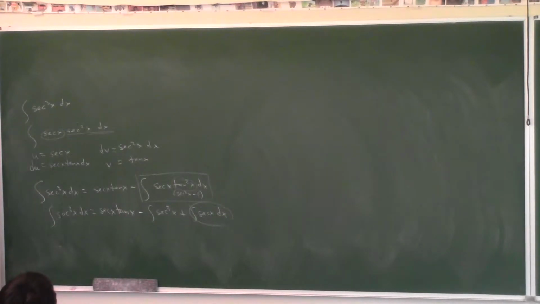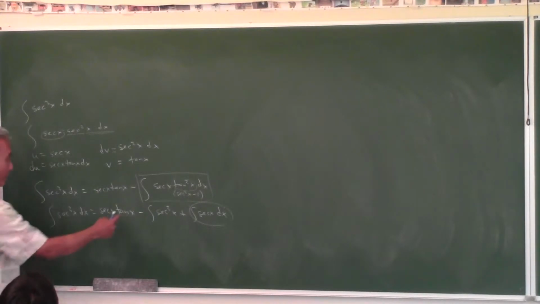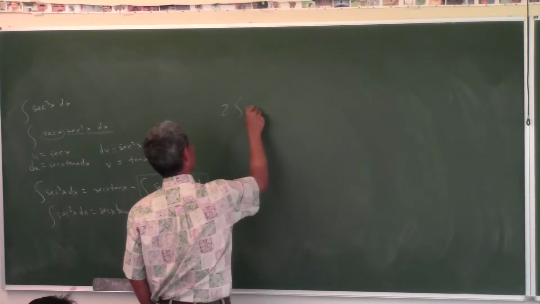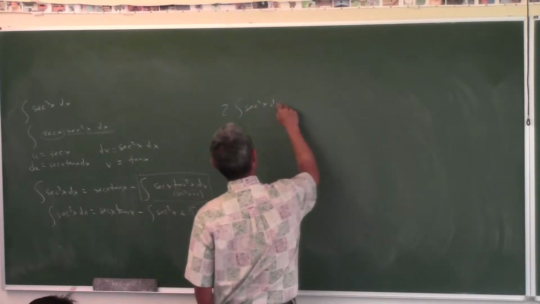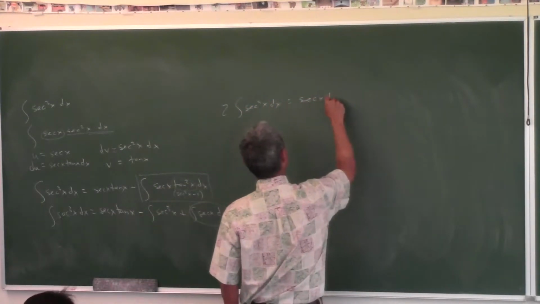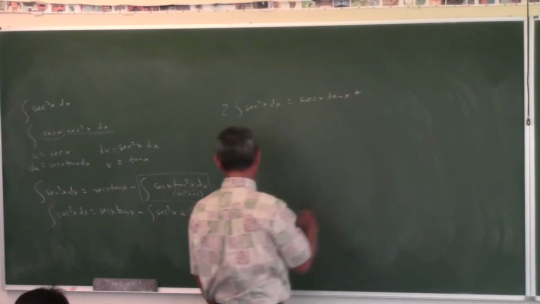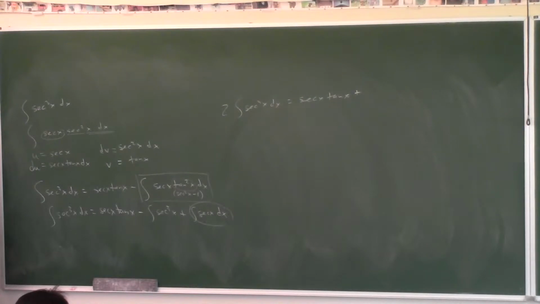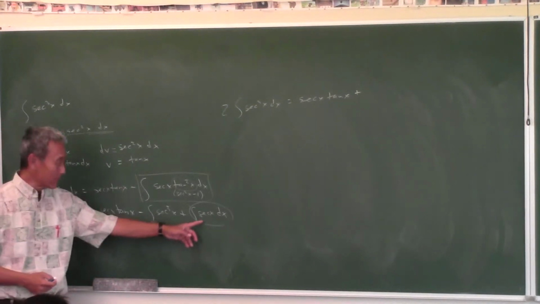So what do you think we're going to do? What technique is this? Where I take this and bring it over to this side, solving for the unknown integral. So if you bring this to this side, you're going to have 2 times the integral of secant cubed x dx is equal to secant x tangent x plus the integral of secant x, which we know, which is on the list. Wang? Integral secant x dx.